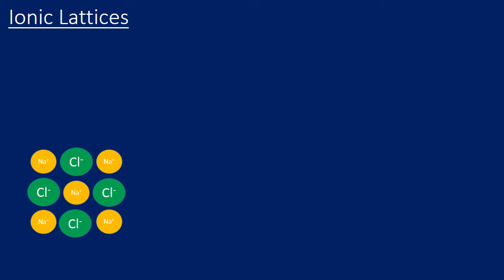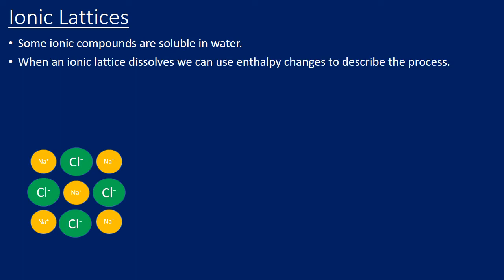So let's have a look at what an ionic lattice is. Way back in GCSE or possibly first year at A level, you look at what an ionic lattice is. Now some ionic lattices are soluble and some aren't, and we looked at the properties of ionic lattices in terms of conducting electricity, in terms of their melting points. But what we're looking at here is the ones that are soluble. So what happens during dissolving?